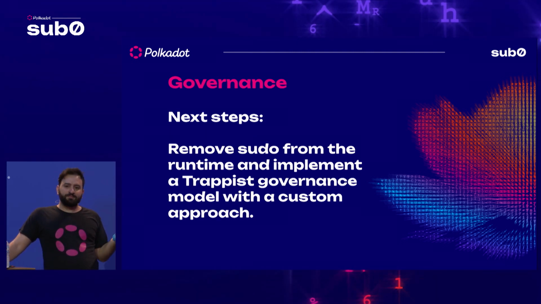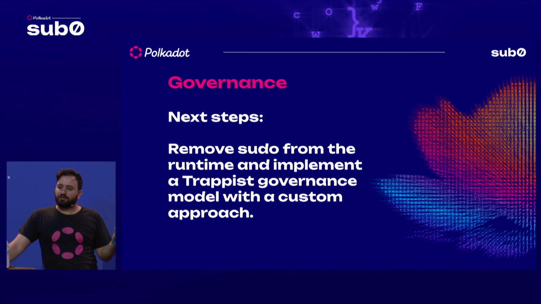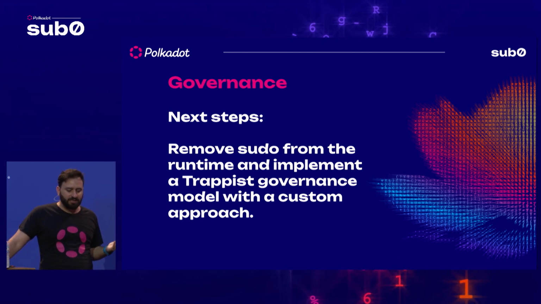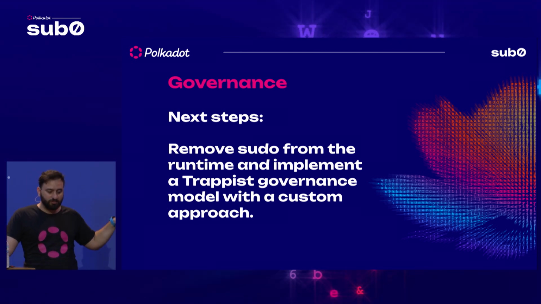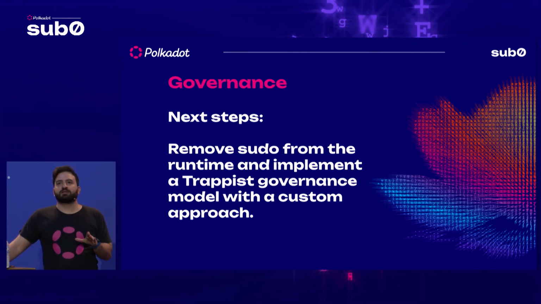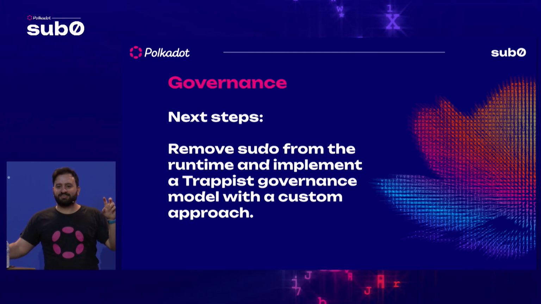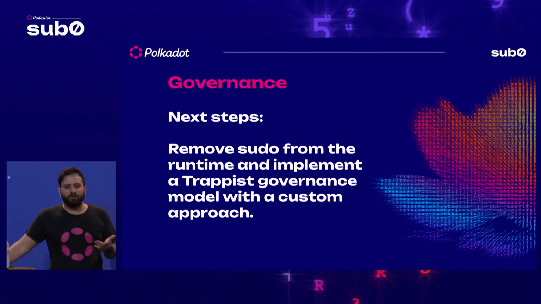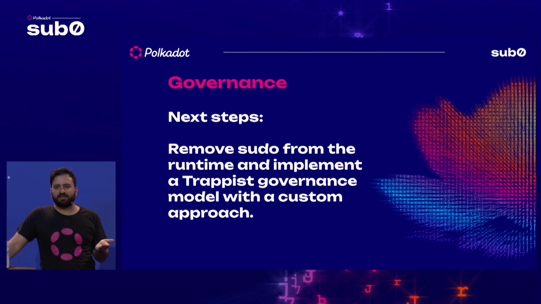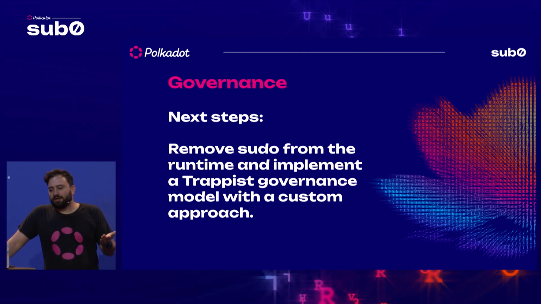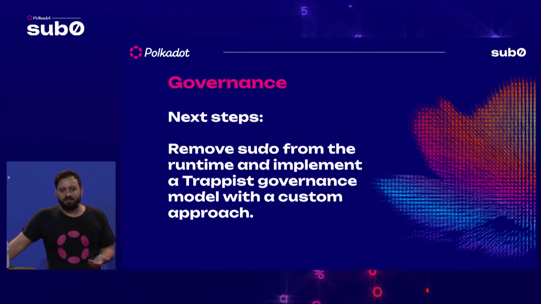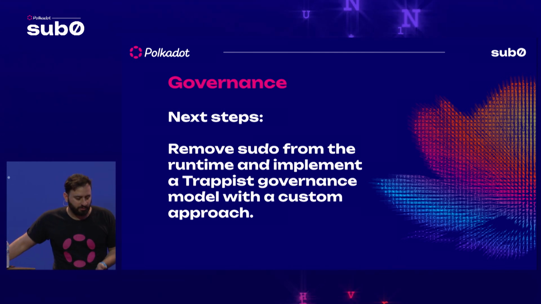So the next step to replicate a real, let's say, live parachain would be to remove this pallet, remove pseudo, and implement a governance model that adapts to our needs. That would be the decentralization, right? Of course, we are not planning to deploy OpenGov in Trappist. That would be overwhelming.